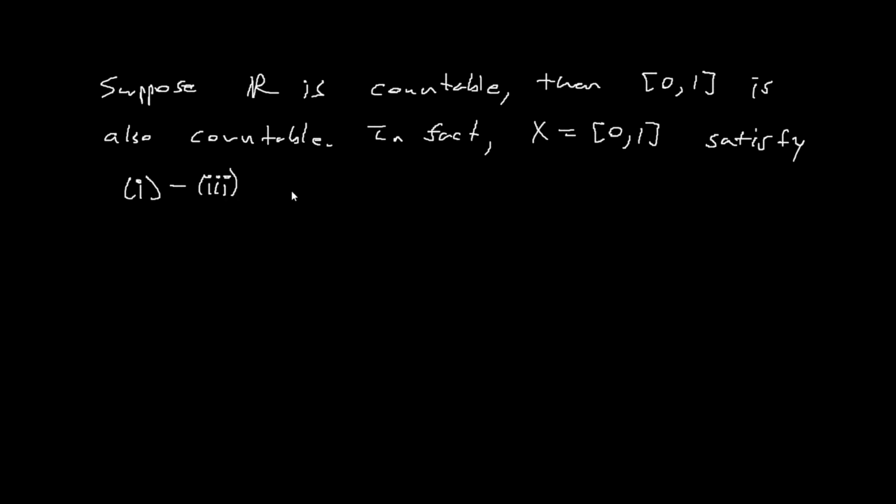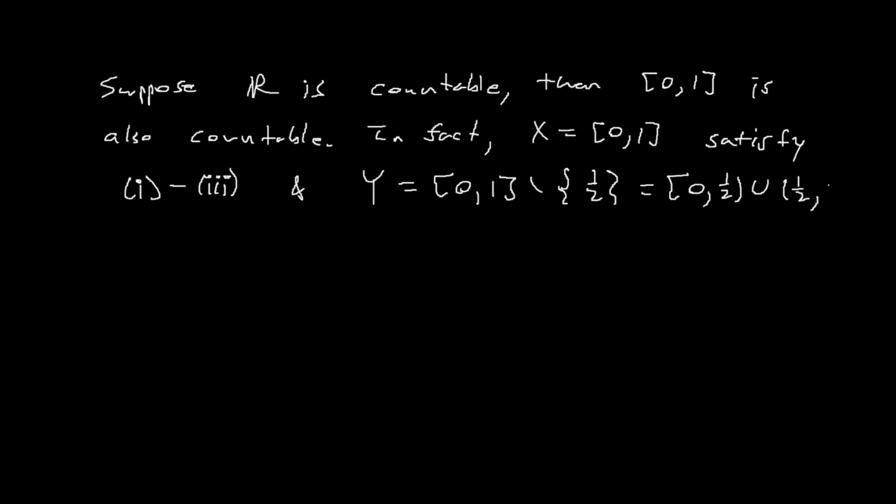And moreover, the set y, which equals the same as the set x, but we remove the element 1/2 from it. So we can also denote it as 0 to 1/2 union 1/2 to 1, like this. That also satisfies properties 1 to 3. And what are those properties?